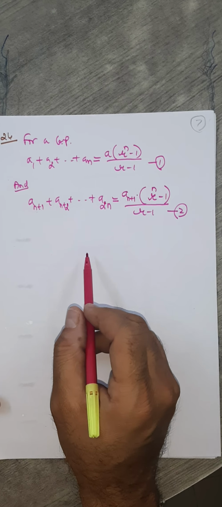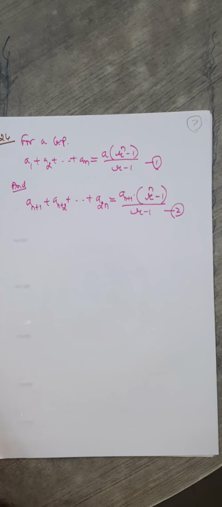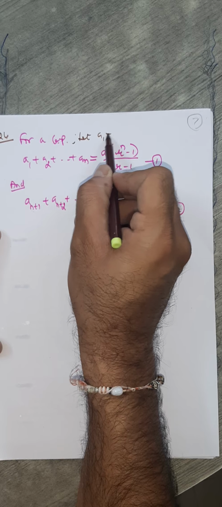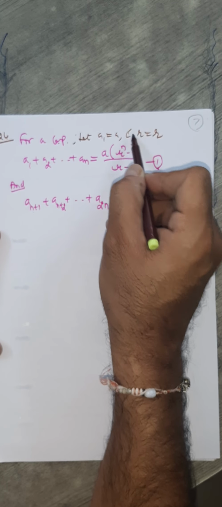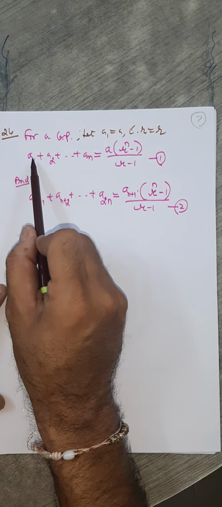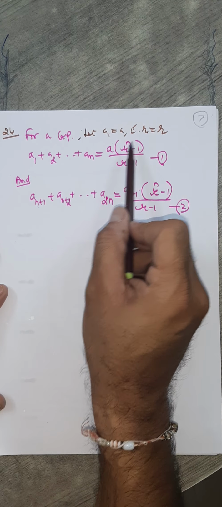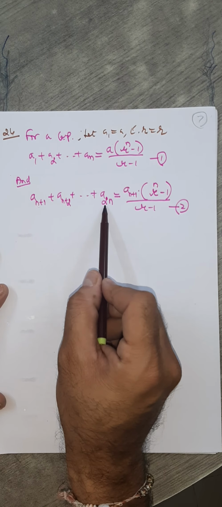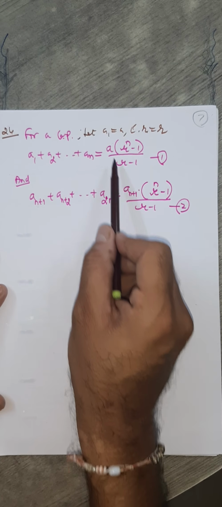I just repeat this, see. Here, actually you should write in the beginning, for a geometric progression, let a1 equals a and the common ratio equals small r that you are given. So here first term is a, common ratio is r, so the sum is a(r^n minus 1) upon r minus 1. For this summation here, number of terms is n, common ratio is r, but first term is not a.